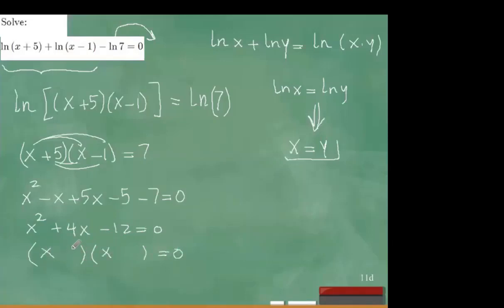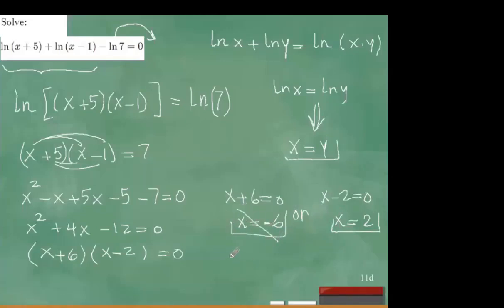I can use 6 and 2 for 12, and I want to make plus 4 out of that, so it would be plus 6 minus 2. So x plus 6 is equal to 0, x equals minus 6, or x minus 2 is equal to 0, means x is equal to 2. I'm going to accept 2 as one of my answers. I'm not going to include the negative as a part of the final answer, so x equal to 2 is the solution.